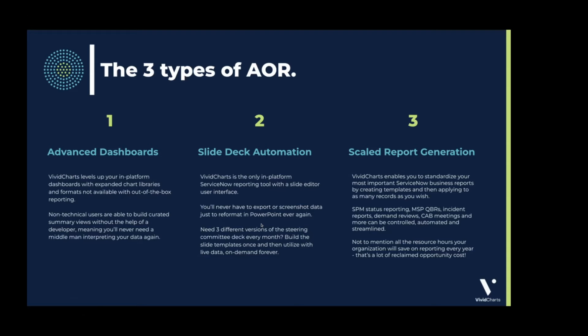And then the third report type, again, very common to see a scaled report that summarizes a single record, a project status, a major incident review, a problem root cause analysis, where we're summarizing a single record, but we're doing so in an unstructured environment where VividCharts is the automated solution that can take advantage of the structured environment that you have in place today and have made significant investments to have, and provide the automated report type out of the platform. So the three report types of AOR: advanced dashboards, automated slide decks, and scaled report generation.